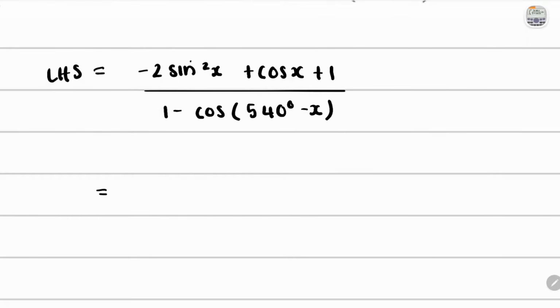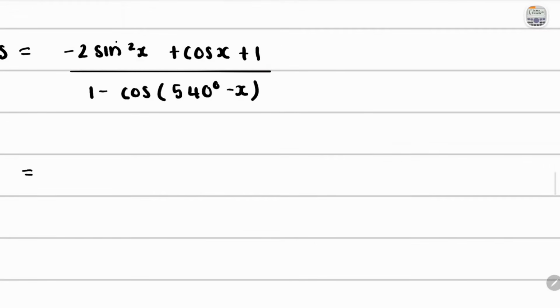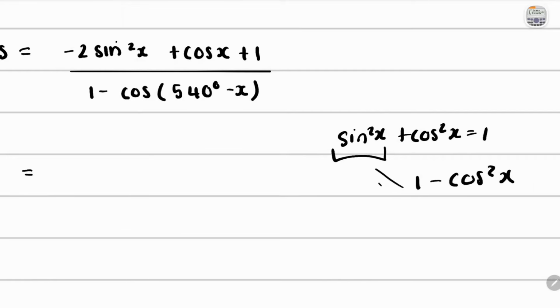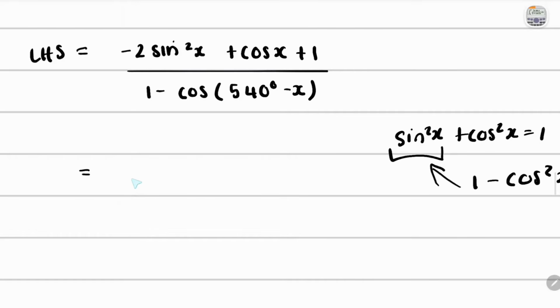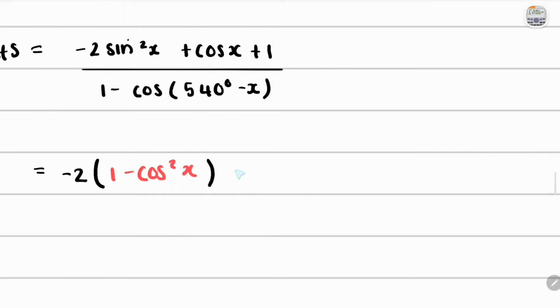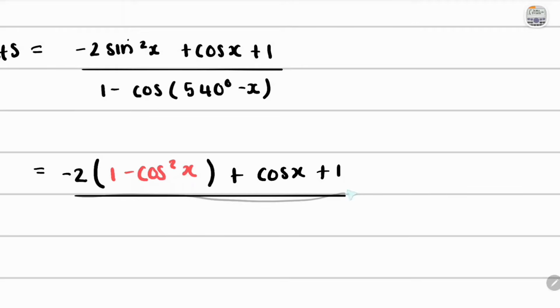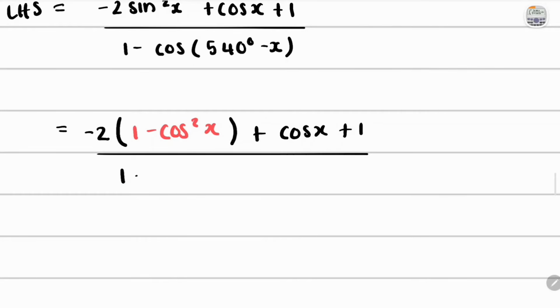We can change the sine squared x using the identity sine squared x plus cos squared x is equal to 1. So if we make sine squared x the subject, that should be equal to 1 minus cos squared x. That's what sine squared x will be. So let's replace it with that. We have negative 2, and then in place of sine squared x, we say 1 minus cos squared x. So that's that part. And then we'll say plus cos x plus 1. Great, nothing has sine, and that's fine. We just have to simplify as far as possible.